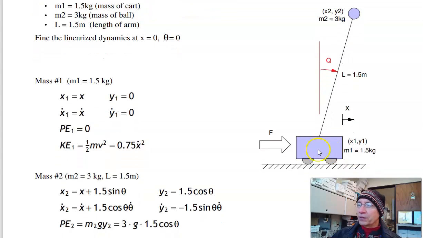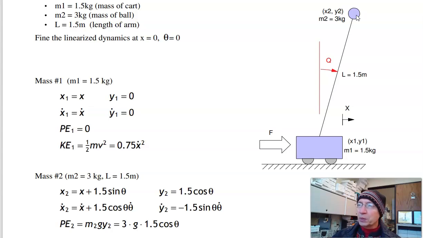So starting out, for the cart, I've got its position is just x and 0. The derivative is x dot, 0. Potential energy is mgy, 0. Kinetic energy is 1/2 mv squared. Okay, that was easy. The second one, the second mass, its position is x plus 1.5 sine theta.